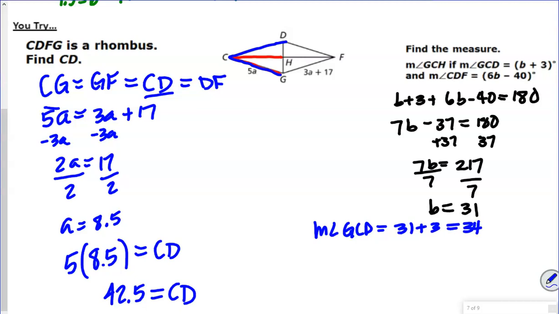So how are we going to find the measure of the angle that we're actually looking for, which is GCH? That's our red angle right here, GCH. I'm going to divide that 34 by 2. So the measure of angle GCH is equal to 34 divided by 2, which is 17 degrees. Okay?